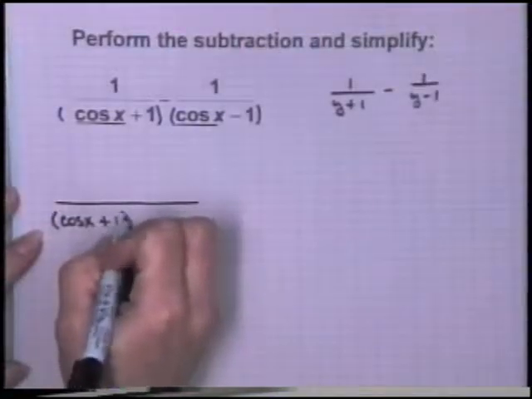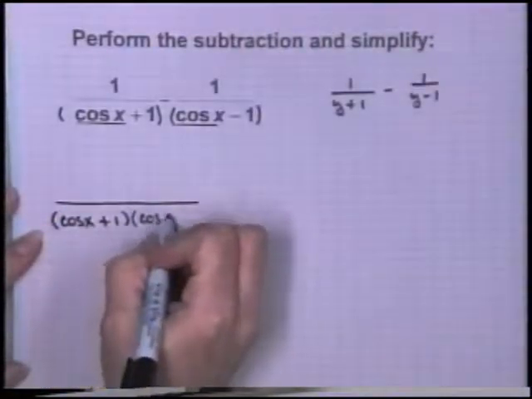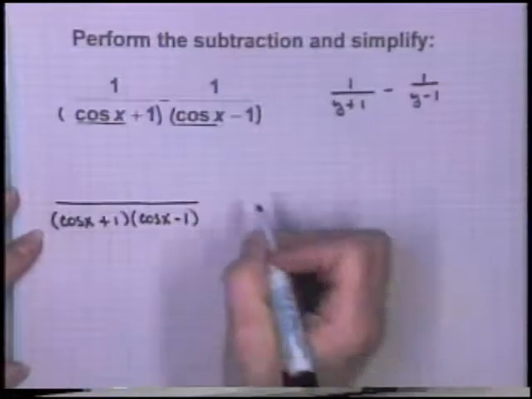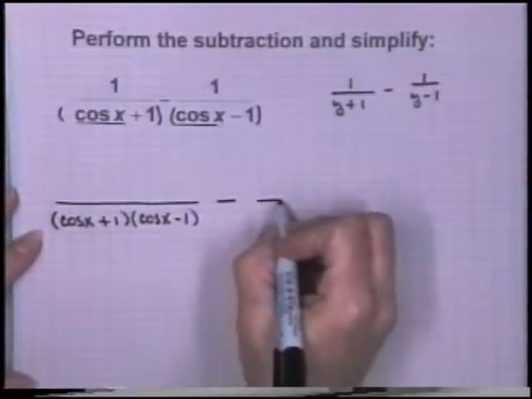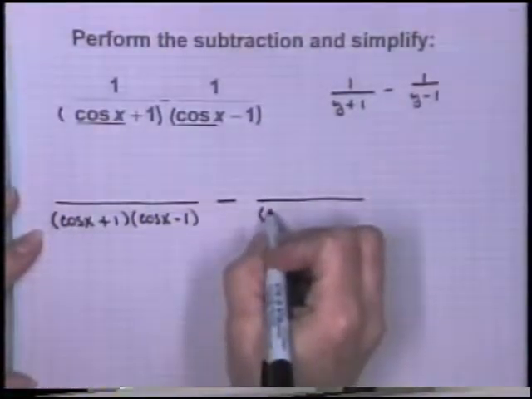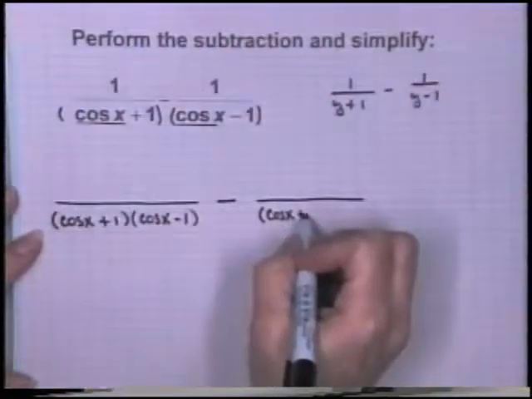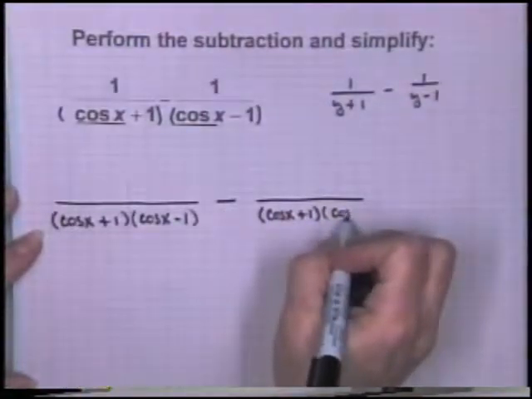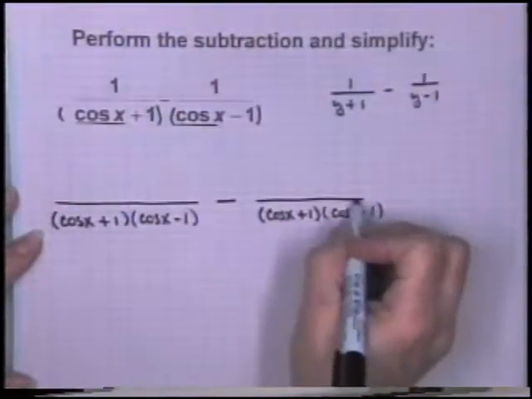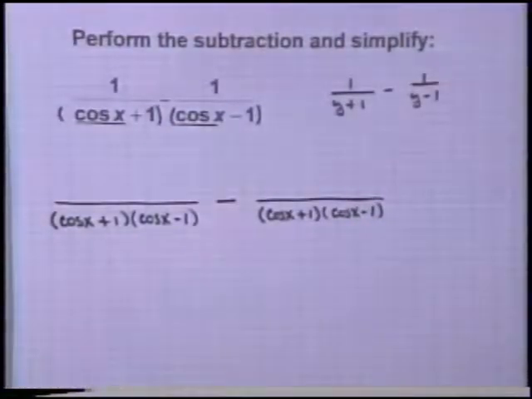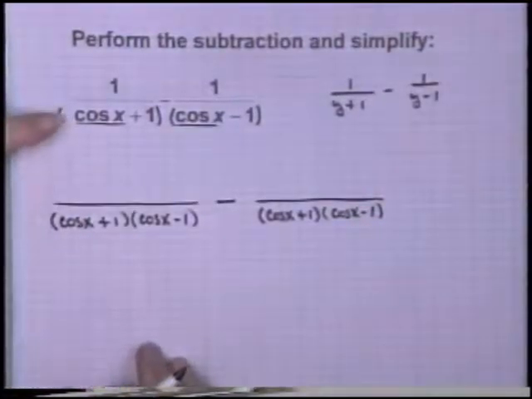My common denominator, we've already said, is going to be cosine x plus 1 times cosine x minus 1. So you'll know I'm preparing two fractions here with that common denominator. Sometimes you'll be able to combine this step with another step, but I want to be sure that everybody follows this step right now.